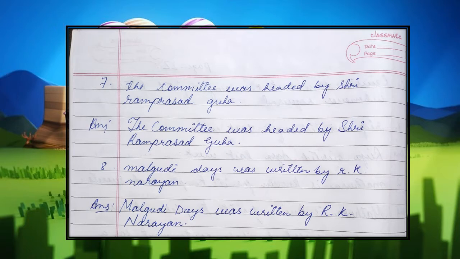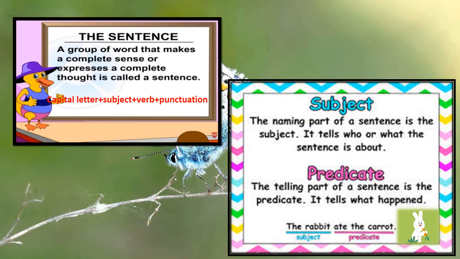Now let's revise subject and predicate in our next slide. In this chapter, we learn about the sentence and the parts of a sentence. At first we learn about the sentence. What is a sentence? A sentence is a group of words that makes complete sense and expresses a complete thought.